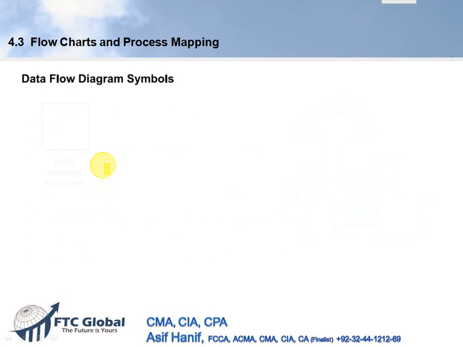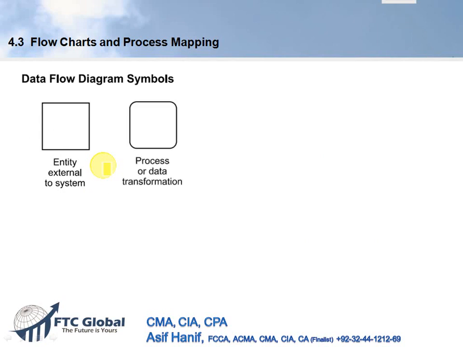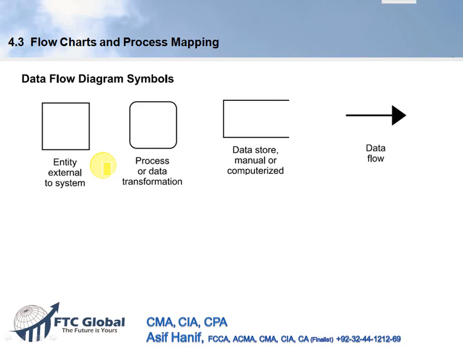Data flow diagram symbols. This symbol indicates some entity, department, process, facility that is external to the information system. This symbol indicates a process or data transformation being done by the computer system. This next sign indicates a data store, and this storage, as I told you, could be manual or computerized. And this symbol shows the data flow. There is a detailed data flow diagram at the end of this subunit that I will explain, and all these symbols will be much more meaningful then.